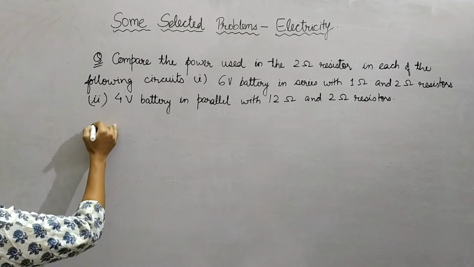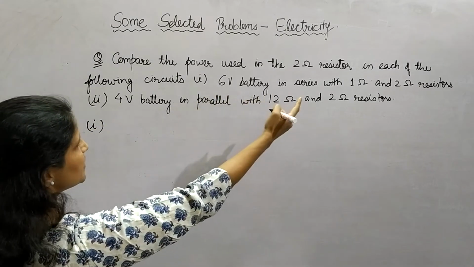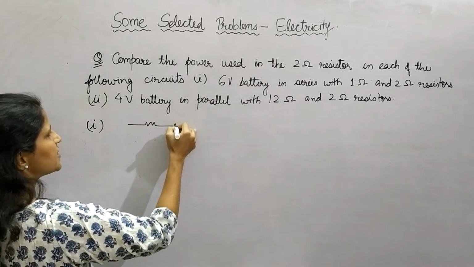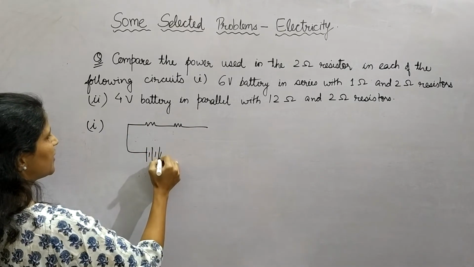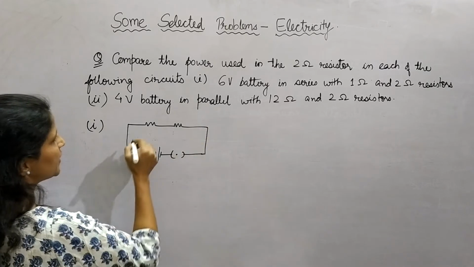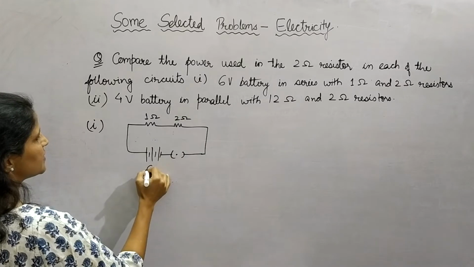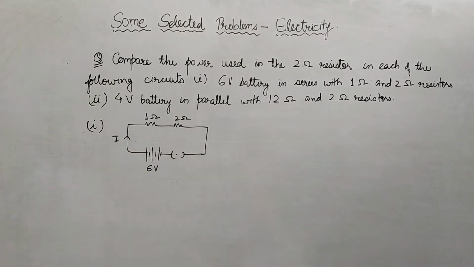So for the first type of circuit, I can draw it like this. There is a 6 volt battery in series with 1 ohm and 2 ohm resistors. Simply, there are 2 resistors connected in series with a 6 volt battery. This is the battery that I can draw, and I can provide it with a key. So this is a 1 ohm resistor, this is a 2 ohm resistor, and this is a 6 volt battery, and some amount of current must be drawn from the circuit. So this is the provided condition to us.